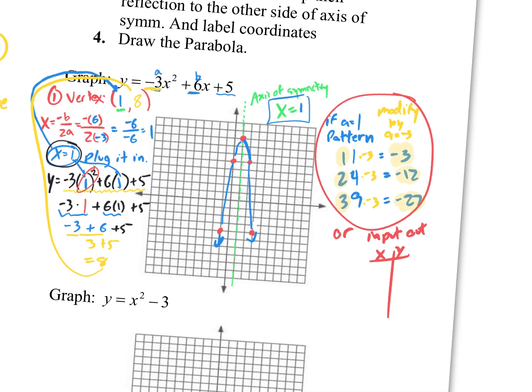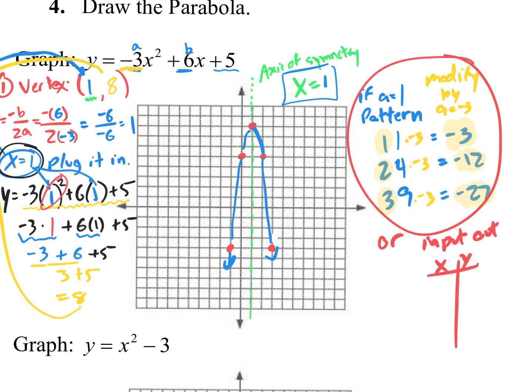Now, if it's not an a value of 1, if it's an a value of, let's say, negative 3, then all you got to do is write down that pattern, 1, 1, 2, 4, 3, 9, and change the outputs, the 1, the 4, and the 9, by multiplying by whatever this new a value is. If this would have been a positive 2, you'd be multiplying these by positive 2 instead of negative 3. If this would have been an 8, you'd multiply these by 8. So you just modify the outputs of your pattern by the new a value. What do you think?